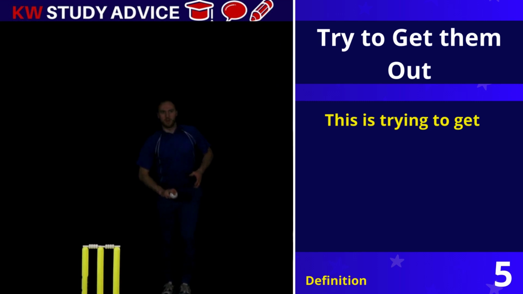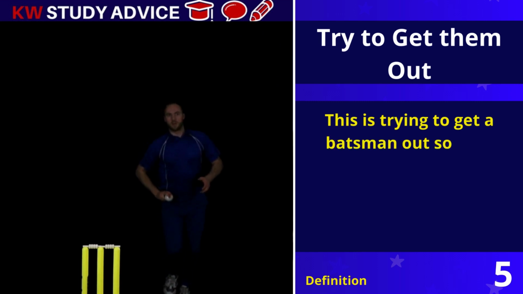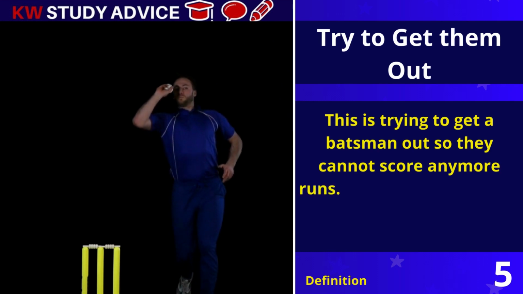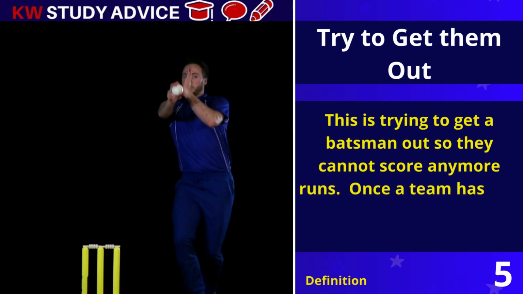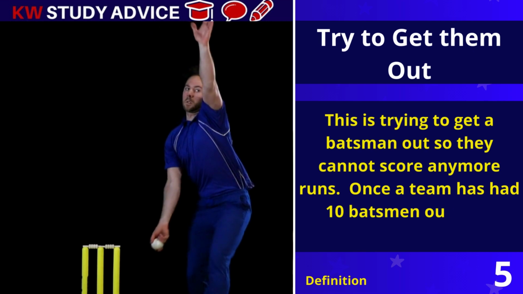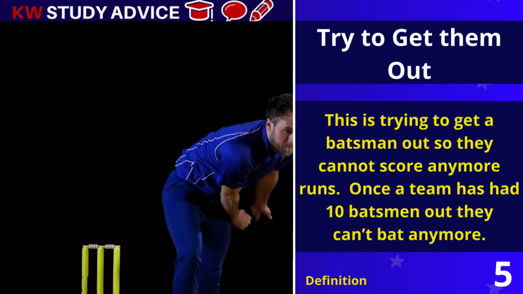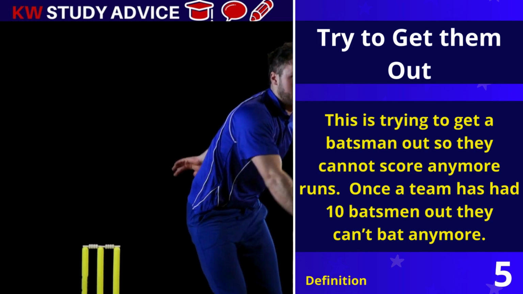This is trying to get a batsman out so they cannot score any more runs. Once a team has had 10 batsmen out, they cannot bat any more. Well, let's take a look at the example now.